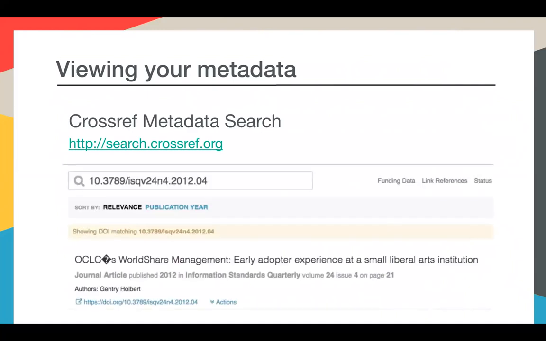So in this example, I looked up this metadata record for a specific DOI. There's an encoding issue in the article title. It really jumps out at you when you look at it in this user interface. You see the diamond question mark.